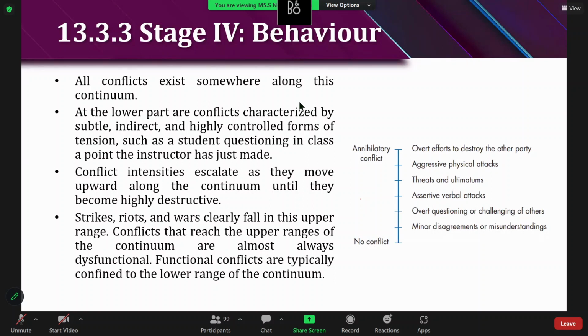When the conflict is at the lower level of the continuum, it can even be functional. They are not destructive at all, but when they move upwards along the continuum, they become more and more dysfunctional. People will be very destructive. So functional conflicts are typically confined to the lower range of the continuum. Usually when they move upward it becomes dysfunctional, and when they are at the lower range, it will be functional in nature. So this is stage 4.